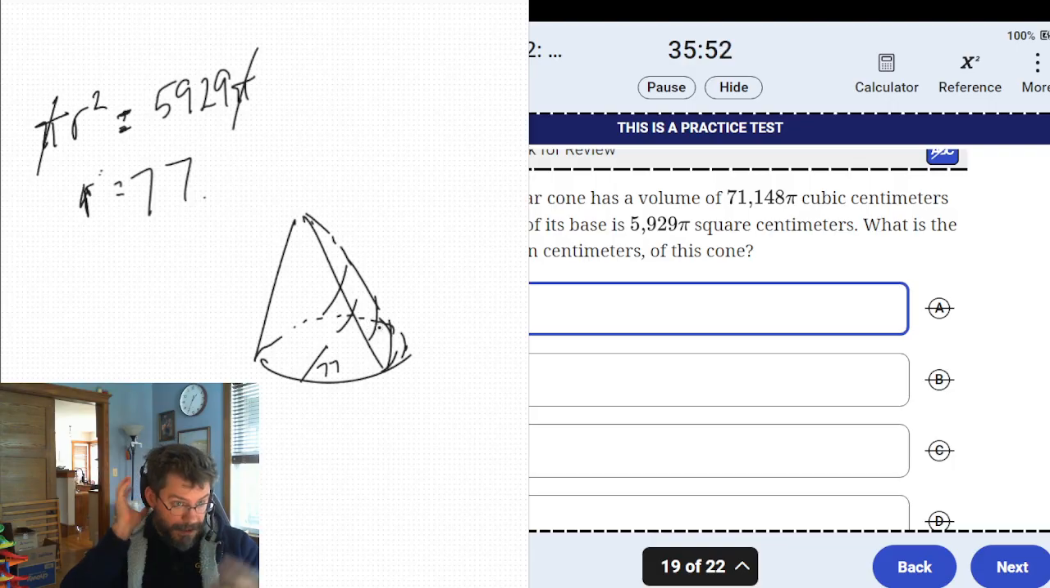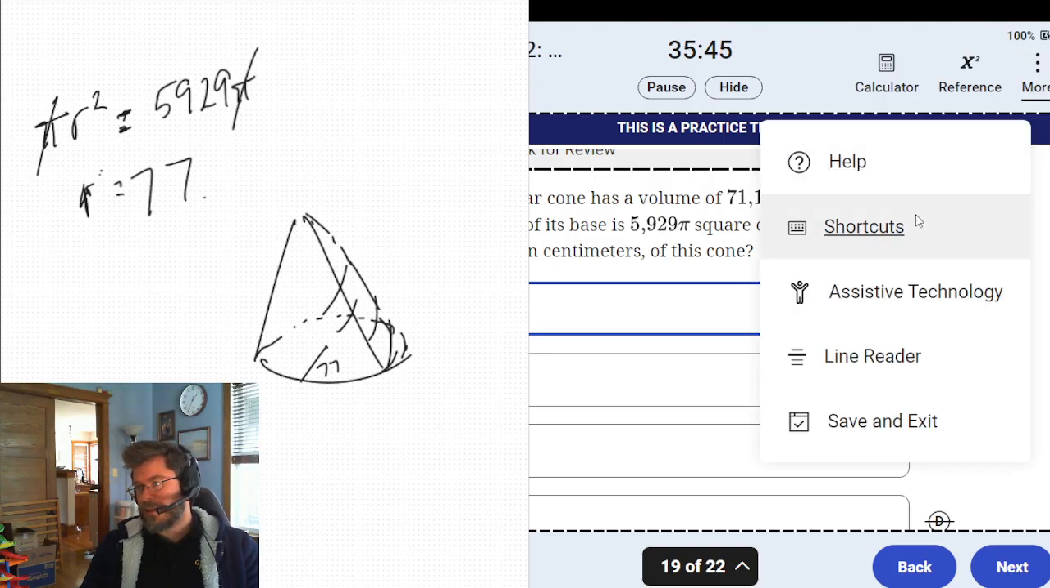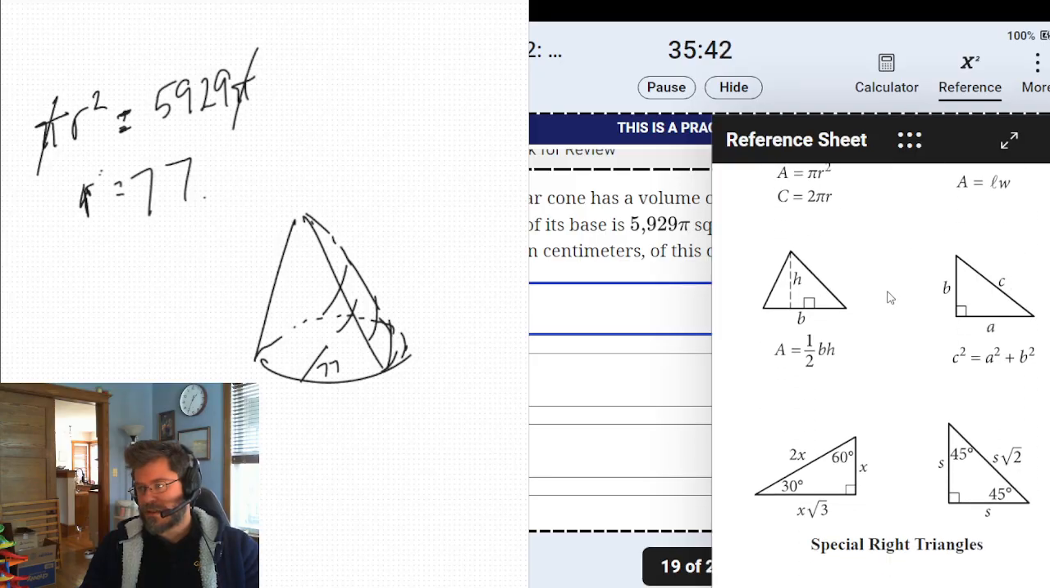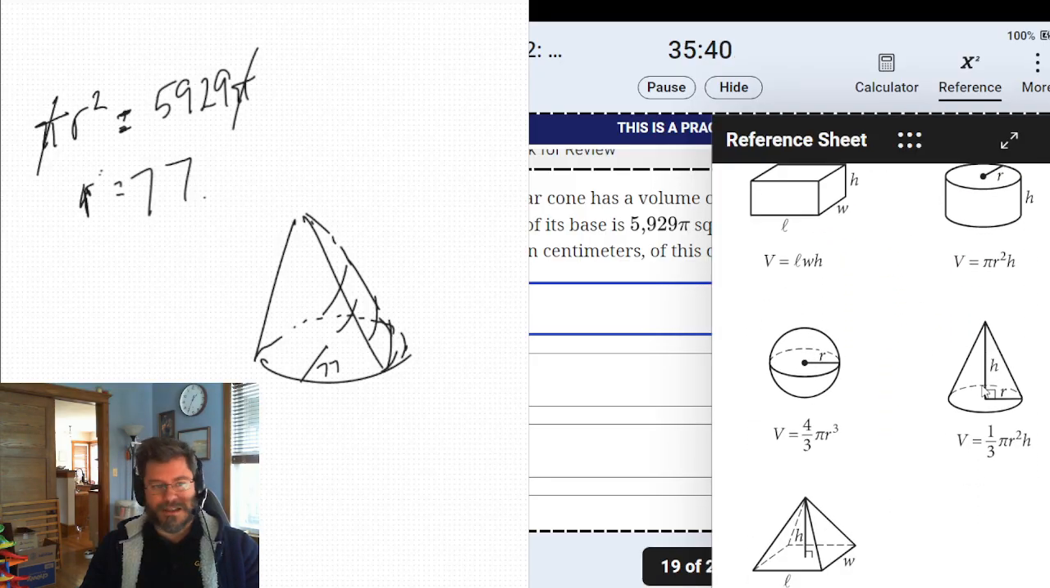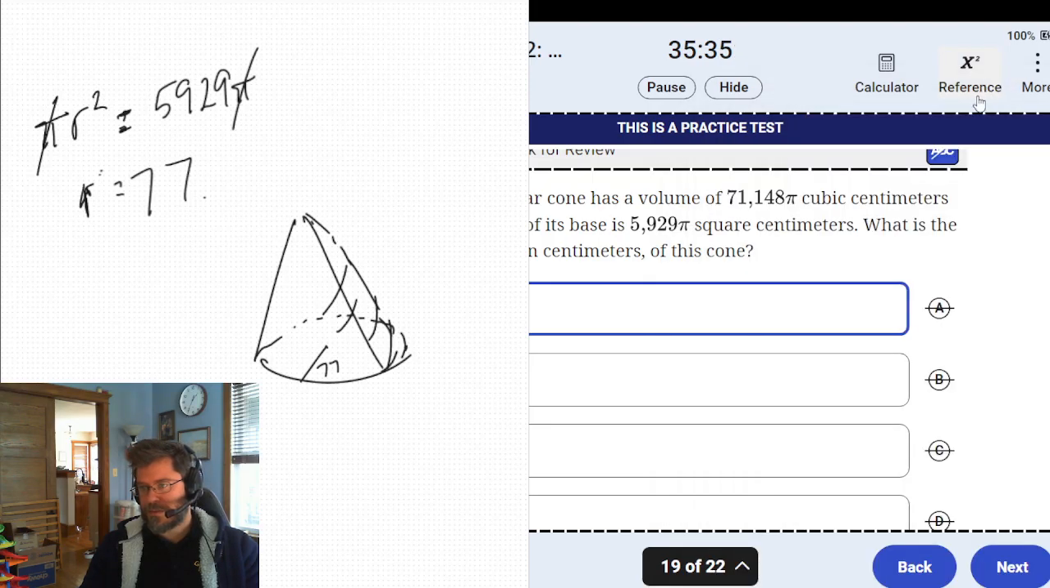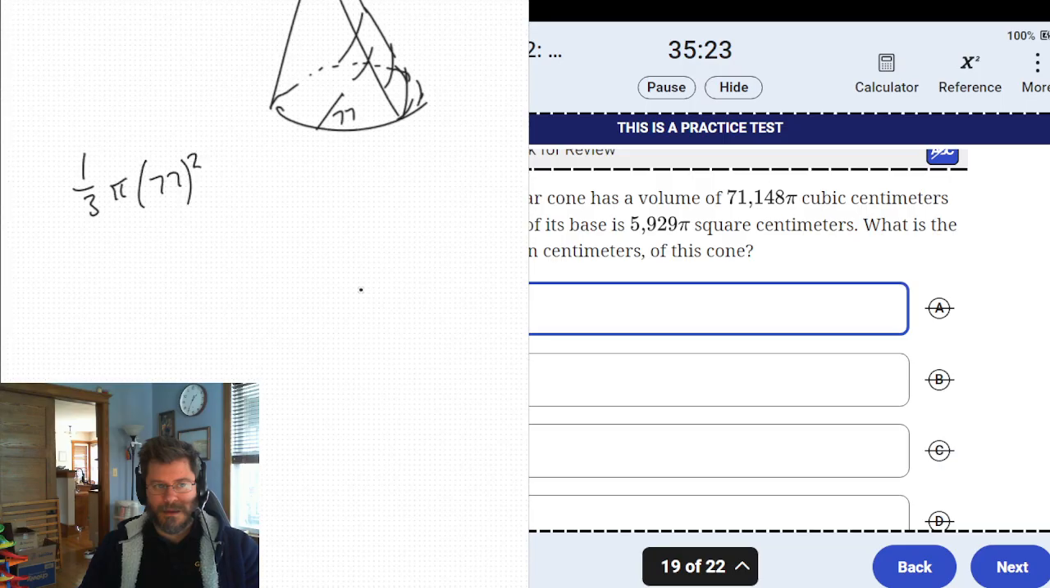To get that slant height, we're going to use the volume equation. But the volume equation doesn't get us there right away, because in our reference here, that's using not the slant height, but the actual perpendicular height. So we're only part of the way there. 1/3 pi, r here is 77, so 77 squared, which is just 5929. We could have shortcutted that a little bit. Times h is going to give us the height of this guy.